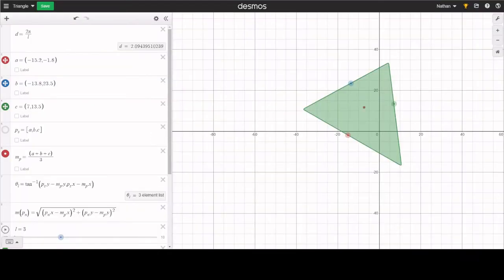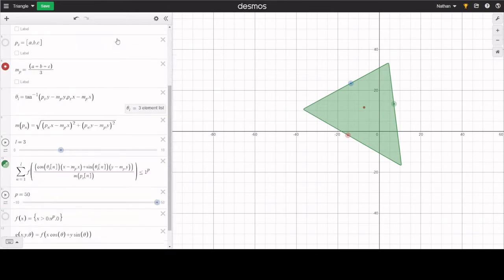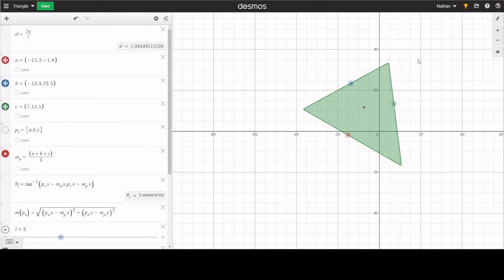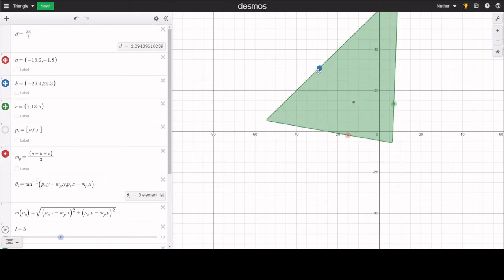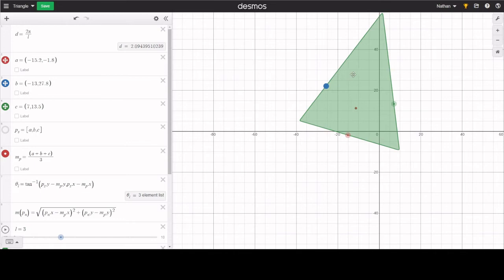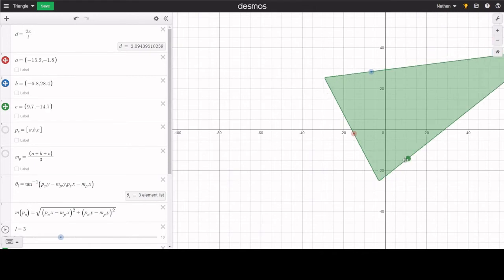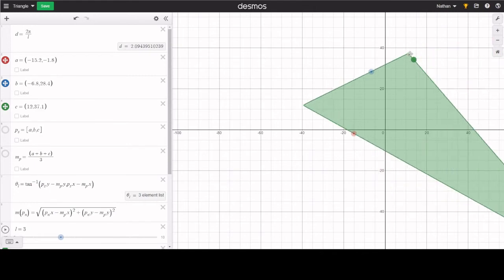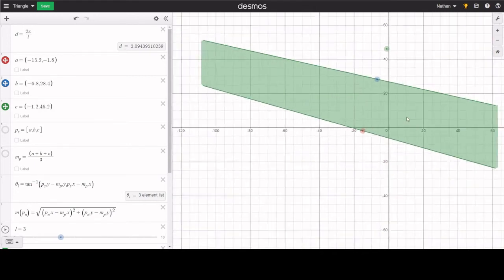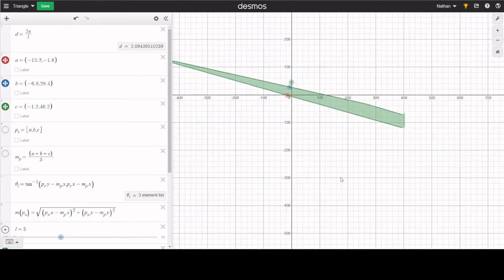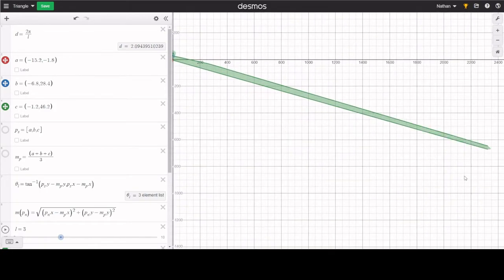And so I used the information from that to make this graph here in Desmos, which, as you can see, when I drag these points around, you can get all different shapes of triangles, but no matter where you put them, even here, it is still a triangle.